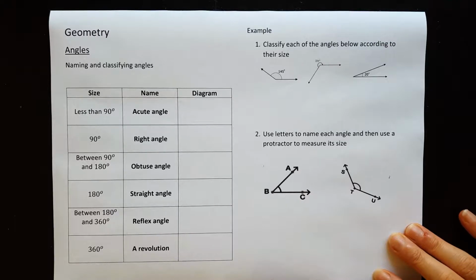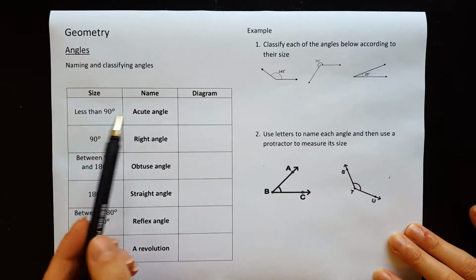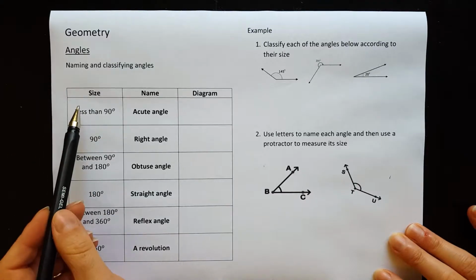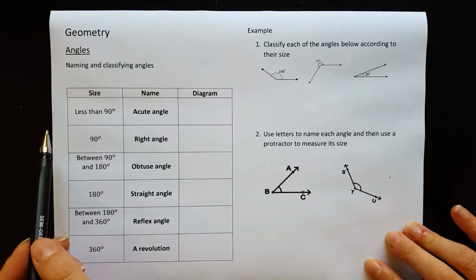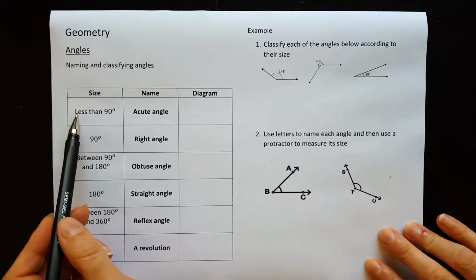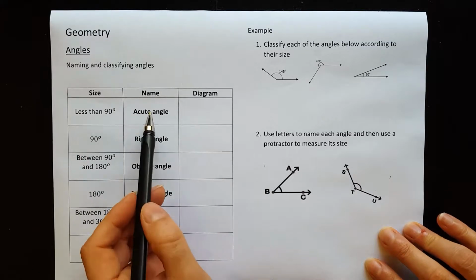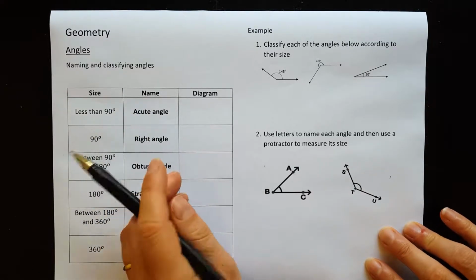Today we're going to start our geometry topic and we're going to look at angles. First of all, I have a little table here to help us name and classify some of our angles. In this first column, I've listed the size of the angle. The first angle we want is less than 90 degrees. An angle that is less than 90 degrees is called an acute angle.